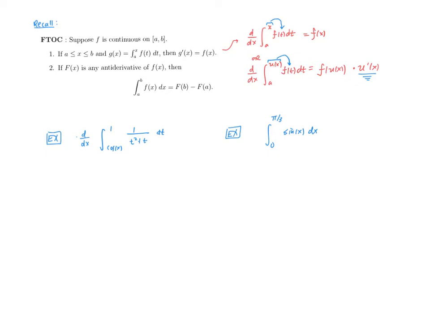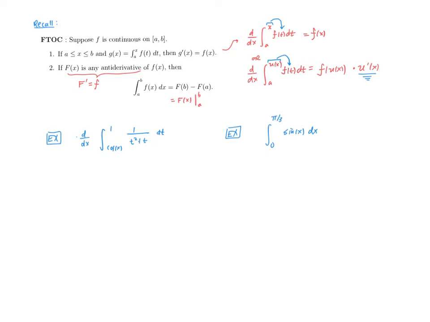The second part of the fundamental theorem of calculus allows us to quickly and efficiently evaluate definite integrals when we know an antiderivative of little f. So if big F is any antiderivative of little f, and remember what that means, the derivative of big F is equal to little f, then that definite integral is simply big F of b minus big F of a. And oftentimes for convenience, we will write this first as big F of x evaluated from a to b.